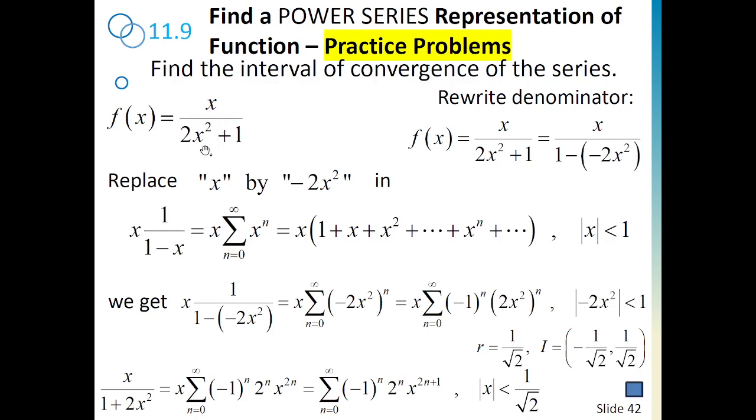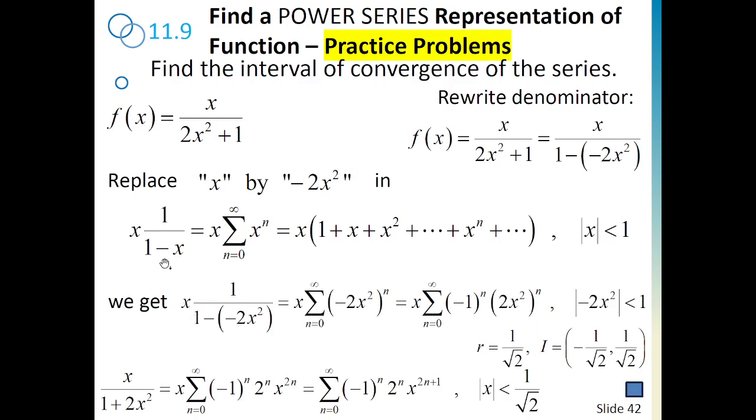Downstairs we have 1 plus 2x squared, so we know what to do when we have 1 minus, so 1 plus 2x squared is 1 minus minus, right? So now this is cute. We know that we will use our geometric series and replace x by negative 2x squared. So we have x times this. So that's our x times the expression. Looks like this.